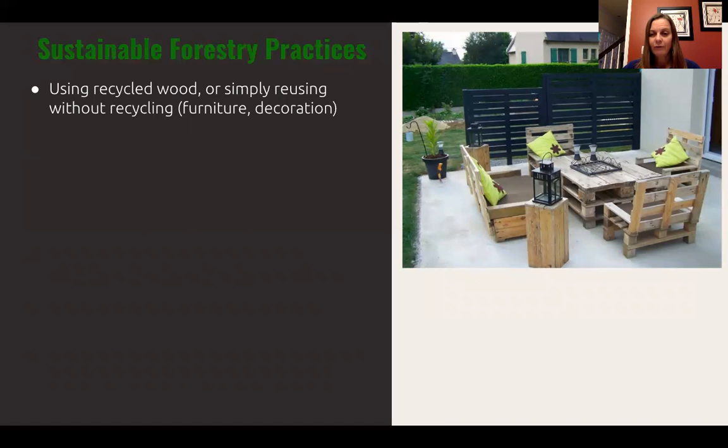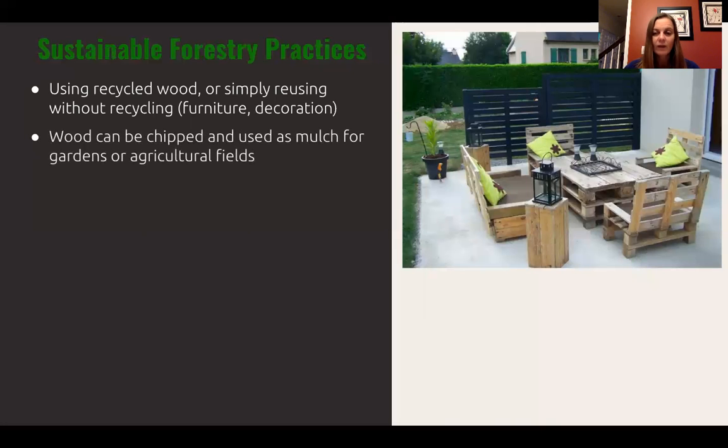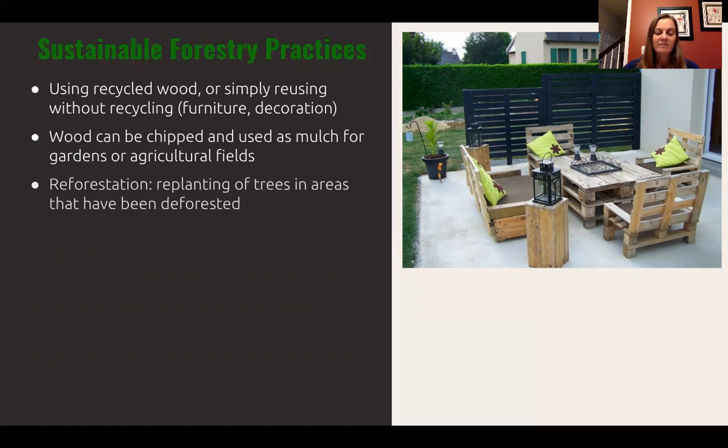So here we have an entire outdoor set that has been built from pallet wood, which is wood that's used obviously to make pallets, and they're repurposing it for furniture and for fencing. If wood has already been cut, it can be chipped and used as mulch for gardens or for agricultural fields, so there's less waste of wood.